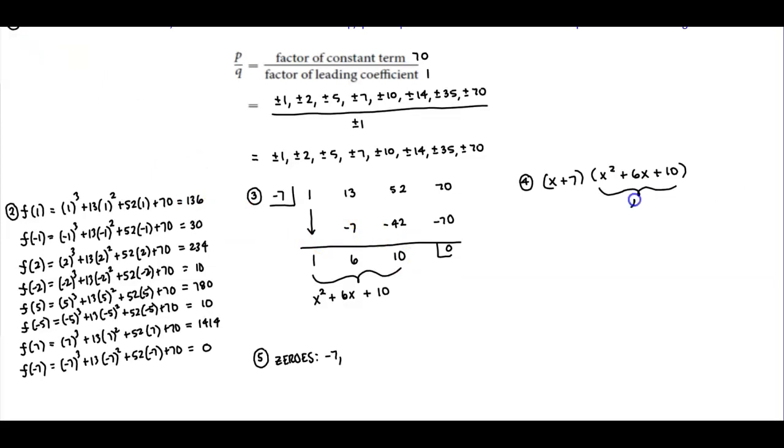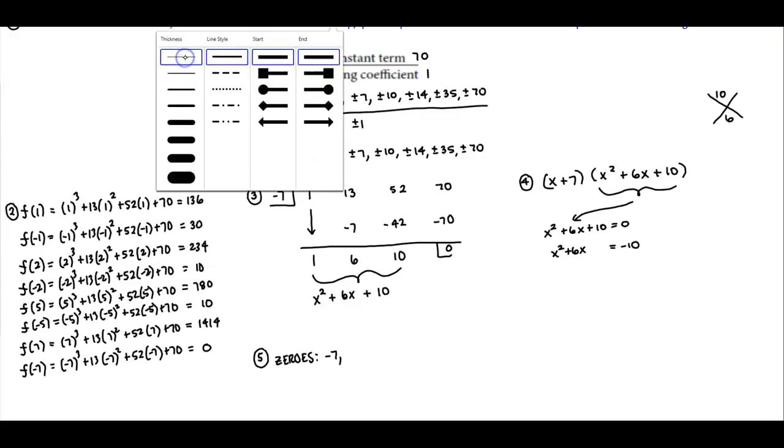First and foremost, are there two numbers that multiply to get 10 and add together to get 6? There aren't. So we're either going to have to complete the square or use the quadratic formula. I'm going to complete the square. Let x squared plus 6x plus 10 equal 0. Then we get x squared plus 6x equals negative 10. Again, you can use the quadratic formula if you want as well.